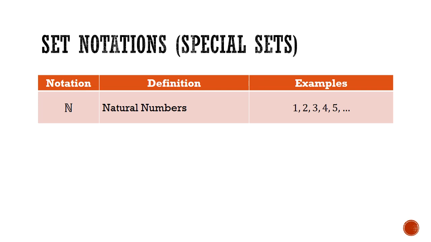Let us now run through some notations that we use for set theory, and we'll begin with symbols used to represent special sets of numbers. Let's start with natural numbers. These are the counting numbers like 1, 2, 3, 4, 5. This does not include 0.